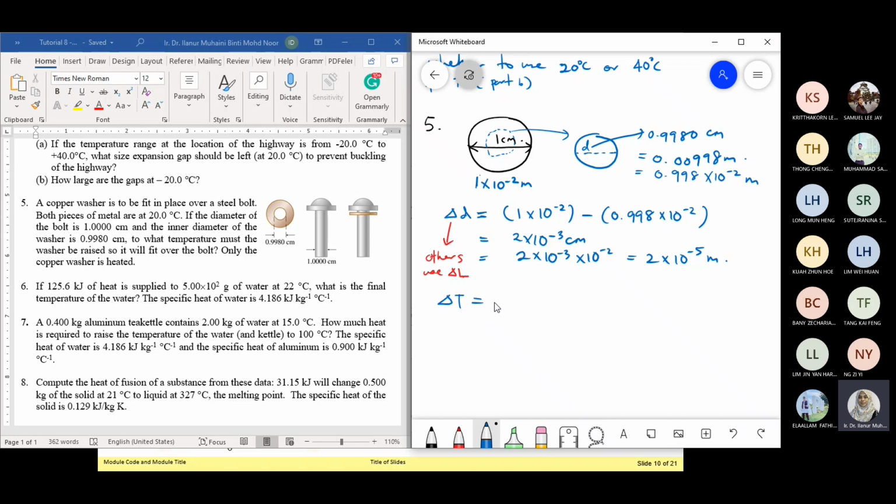So changes of T. How much changes of T? Anyone have finished? Not yet. Okay. Changes of T, T minus 20. Okay. So you don't know yet, so can put T minus 20. We want to know what is T.